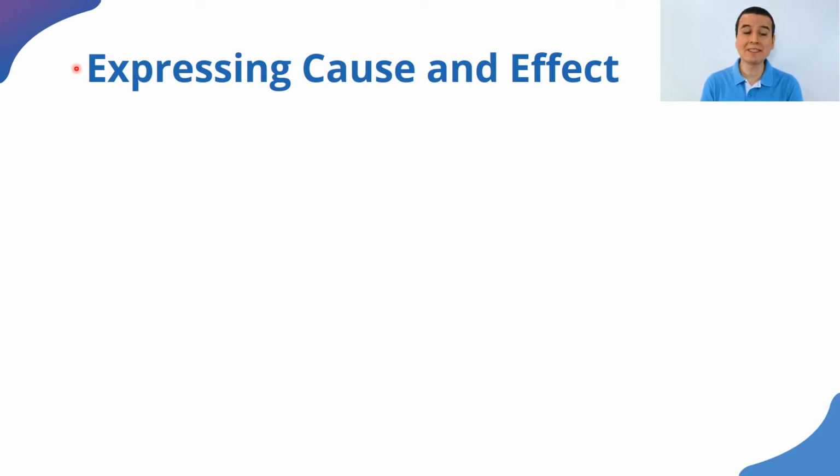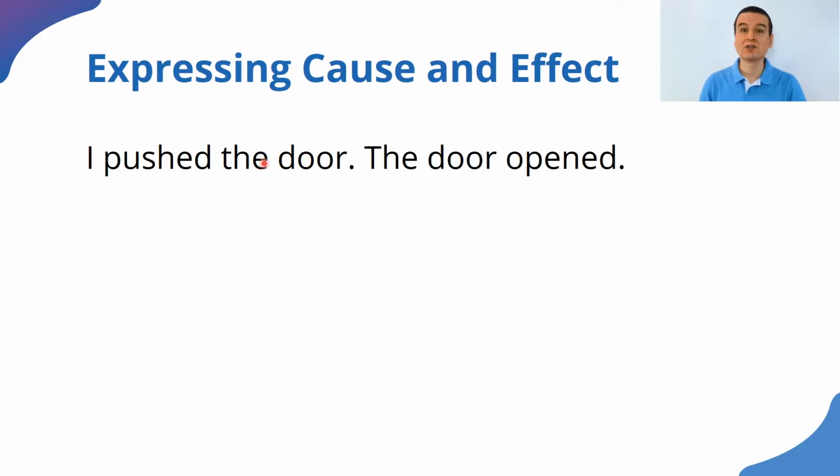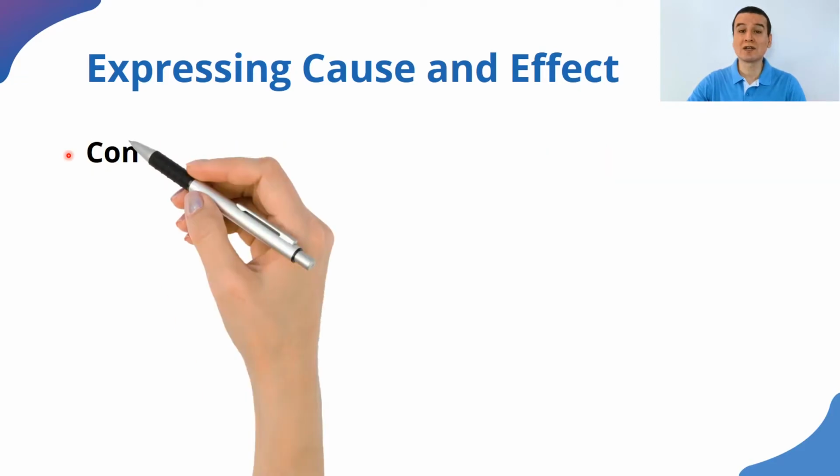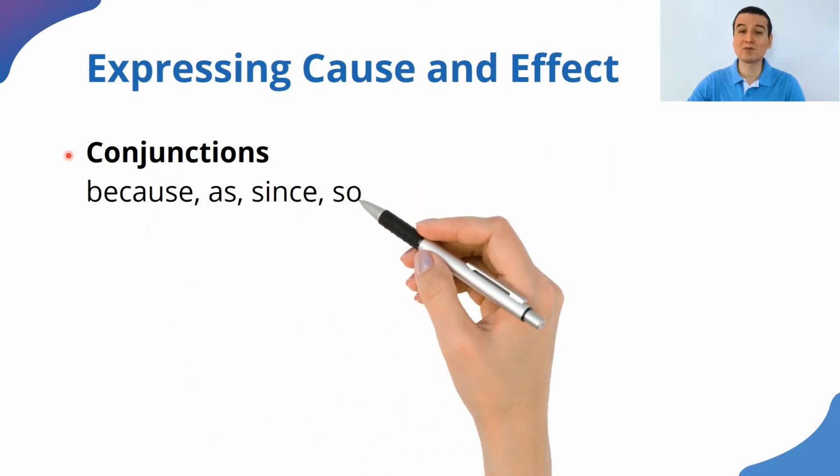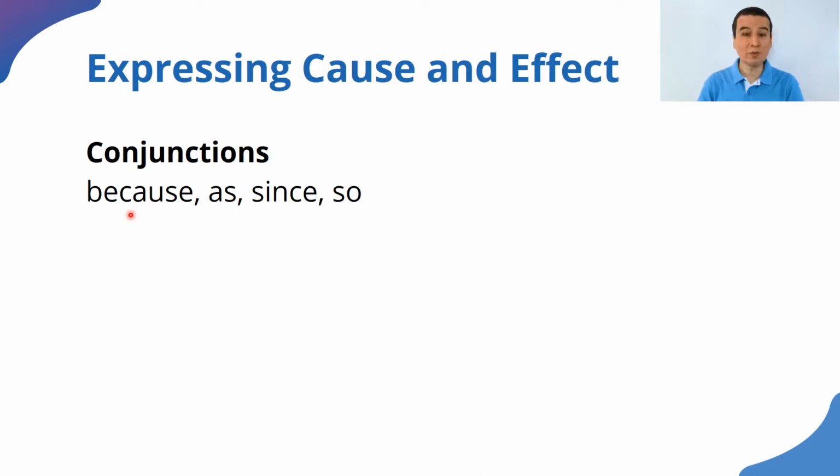If I have these two sentences, I pushed the door, and the other sentence is the door opened. What causes what? I pushed the door is the cause, and the door opened is the result, the effect. So there are several ways in which we can connect those two sentences to express cause and effect. We can use some conjunctions. For example, we can use because, and I can say the door opened because I pushed the door.